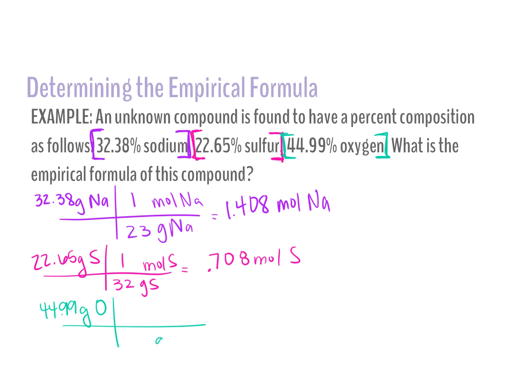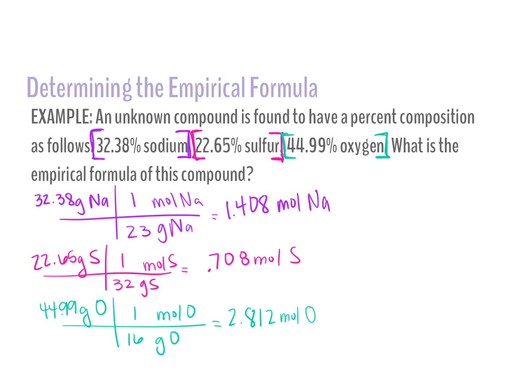Okay, the last one is going to be converting grams of oxygen to moles of oxygen. 1 mole is equal to 16 grams. That gives me about 2.812 moles of oxygen. Okay, so if you look back at your steps, we've switched percentage to grams. We've converted grams to moles. And so now what we're going to do is take the smallest number of moles that we have and divide every one of them by that number.